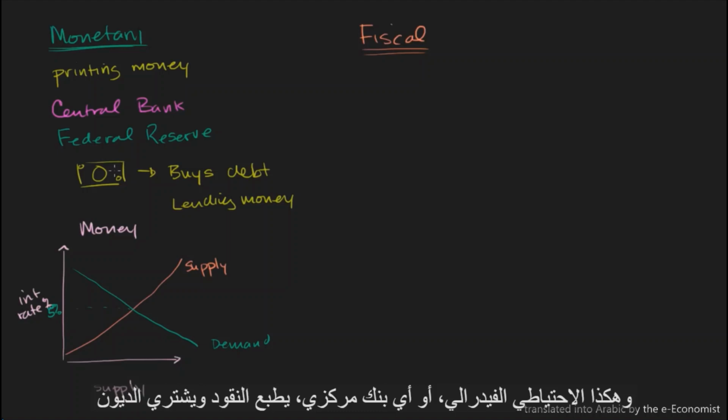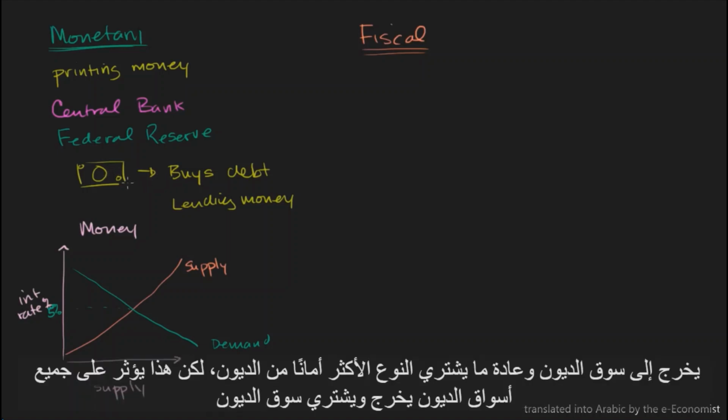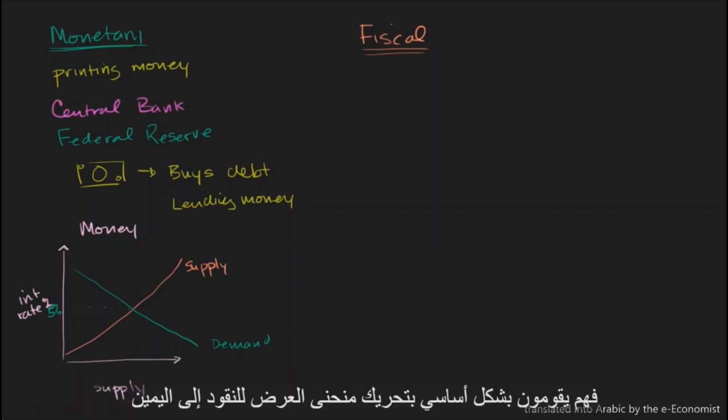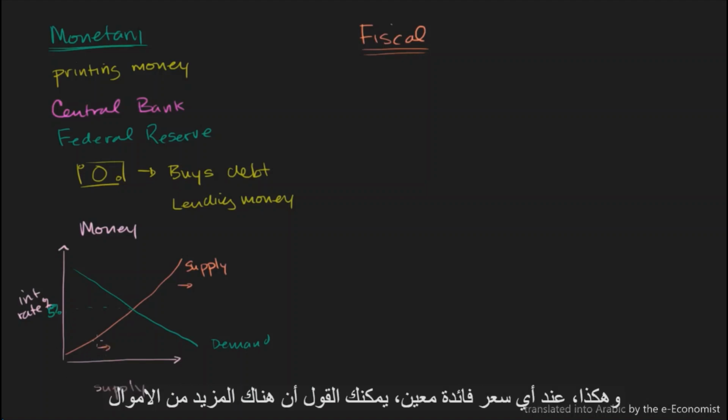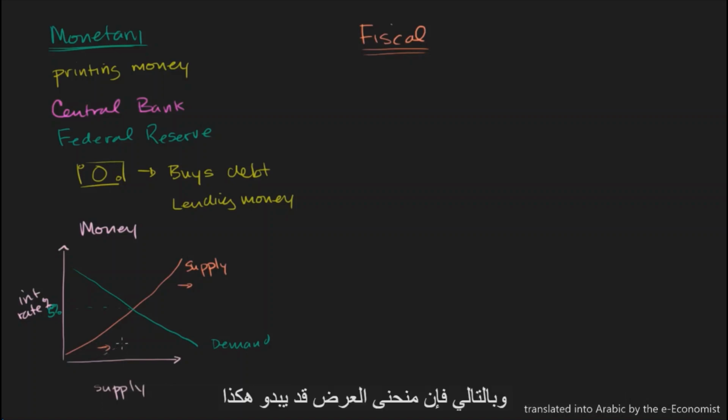And so when the Federal Reserve or any central bank prints money and buys debt, it goes out into debt markets and usually buys the safest kind of debt, but that affects all of the debt markets. They're essentially shifting the supply curve of money to the right. At any given interest rate, you could say that there is more money. And so the supply curve might look something like that.